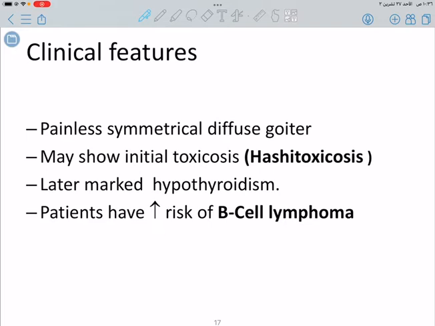Clinical features: how do people with Hashimoto's thyroiditis present? They present with painless symmetrical diffuse goiter. They have enlargement of the thyroid gland, and it's painless. Initially, as we said, there is thyrotoxicosis, or hashitoxicosis. When there is enough destruction, with more and more progression of the disease and enough destruction of follicular cells, they become hypothyroid. Very importantly, the patients have an increased risk of B-cell lymphoma, because the lymphocytes in general are overacting, so they might transform into malignancy, especially the B cells.